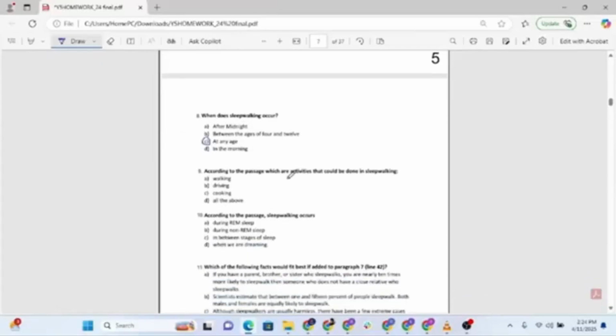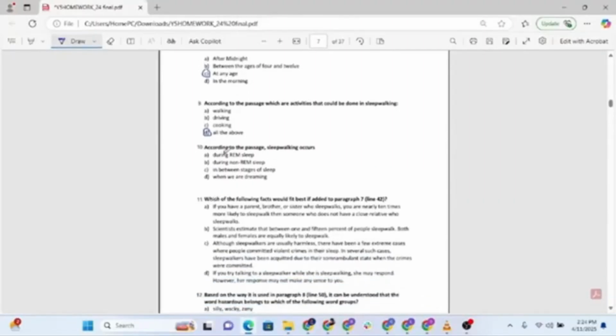Question 9. According to the passage, which are activities that could be done in sleepwalking? Walking, driving, cooking, all the above. The correct answer is option D, all the above. Explanation. The text explains that sleepwalkers may do many different activities while asleep, such as walking, driving, cooking, and more. Therefore, they can do all the listed activities.